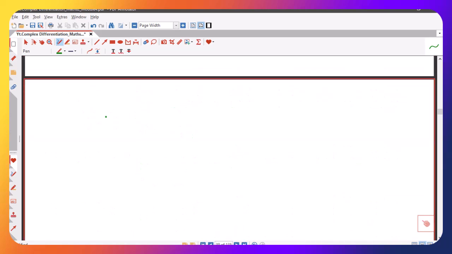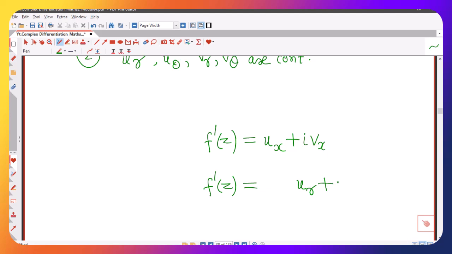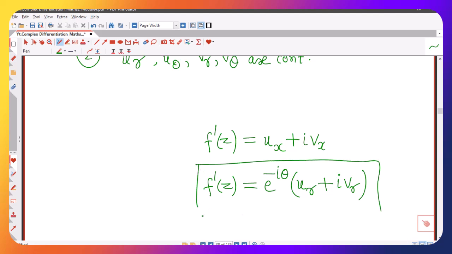One more thing: if we have our function differentiable at some point, and if we are using Cartesian form, then the derivative was given by f'(z) equal to ∂u/∂x plus i times ∂v/∂x. So here also we will have a similar formula. Here we will write ∂u/∂r plus i times ∂v/∂r, but here we will multiply with e to the power minus iθ. That is the difference between these two formulas.